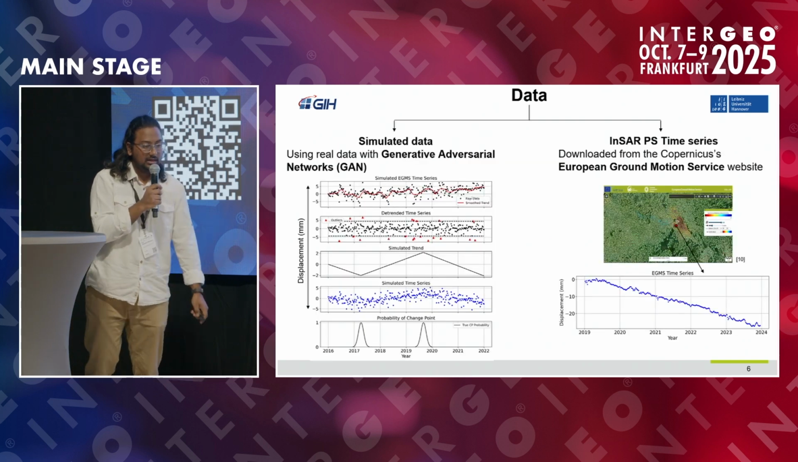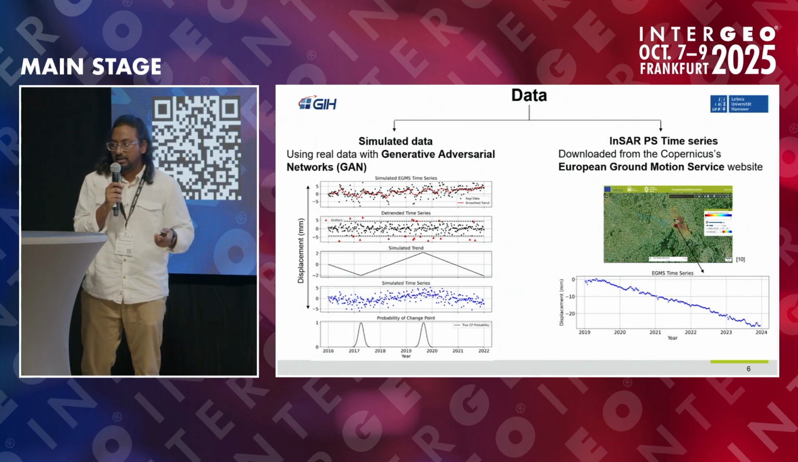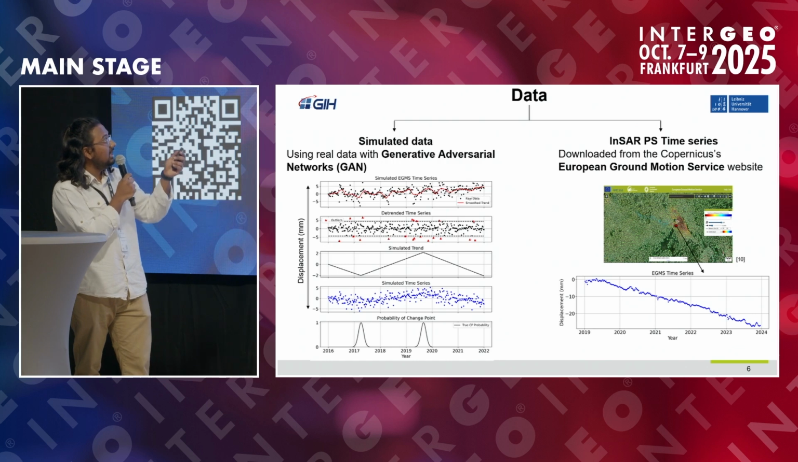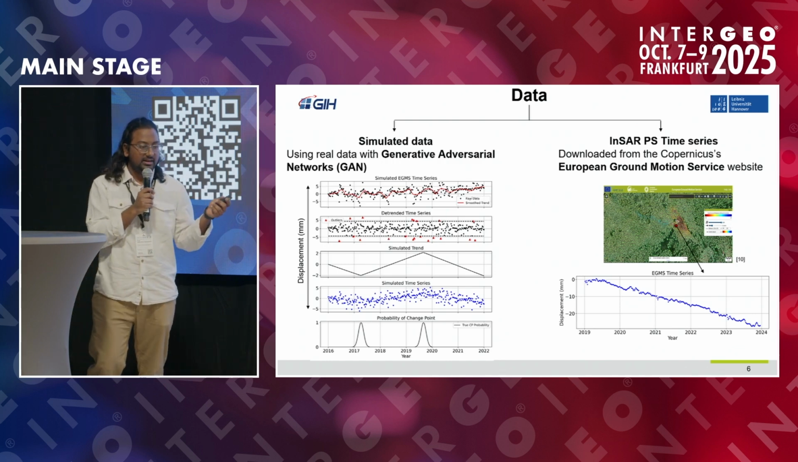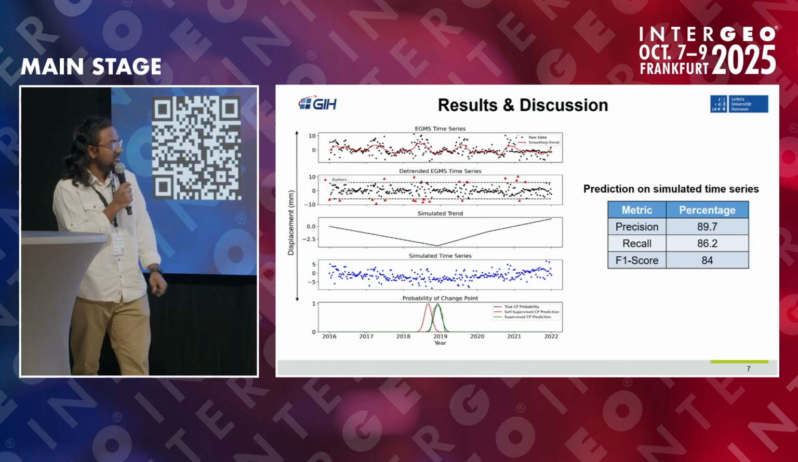Okay. For the training and validation of the models, I will use two types of data. One is simulated data using a GAN network, and another one is real data which I downloaded from the Copernicus EGMS website. Okay, let's see the results.